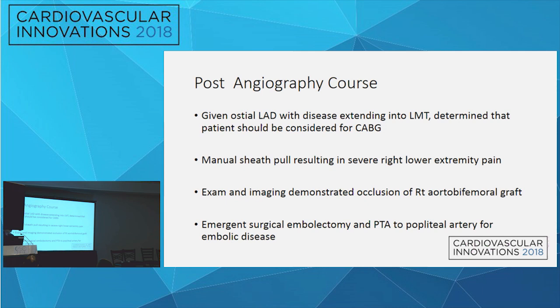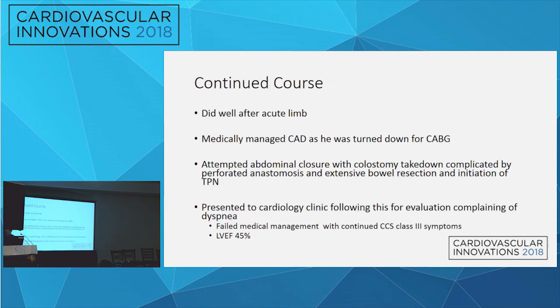Unfortunately, he had the sheath removed under manual compression and had severe right lower extremity pain. Exam demonstrated an occlusion of his aorto-bifemoral graft. He underwent emergent surgical embolectomy and patch angioplasty of his popliteal artery for a clot. He actually did exceedingly well after that. He was medically managed for his coronary disease for some time.